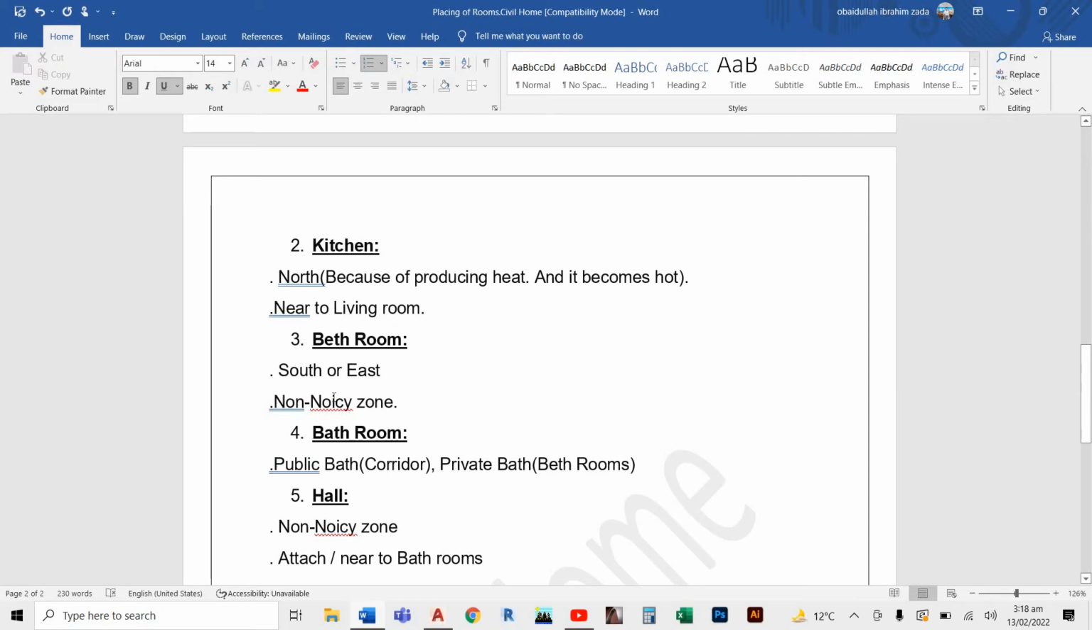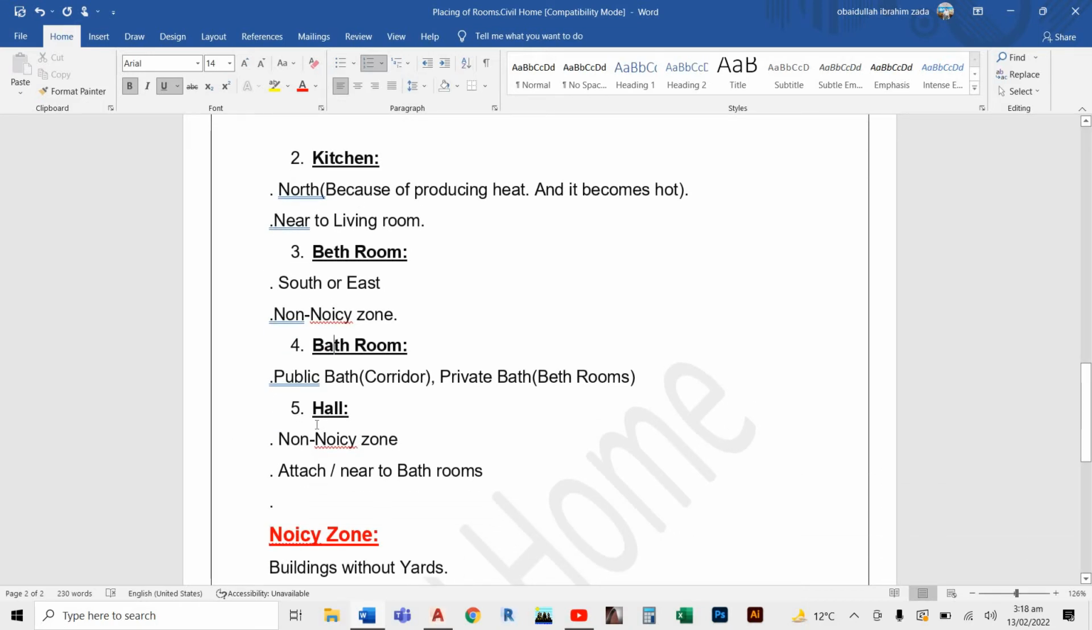Public bathroom, in every building we have to locate two types of bathroom, one private and the second one public. Public must be located in a corridor or in your yards. But private bathroom must be located in your bedrooms. Because when your guest comes, it's not good that your guest goes to your bedroom and then uses the washroom of your bedroom.